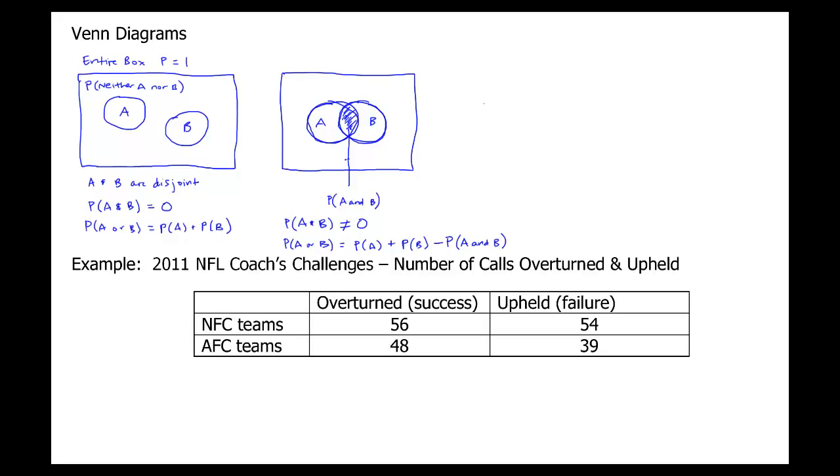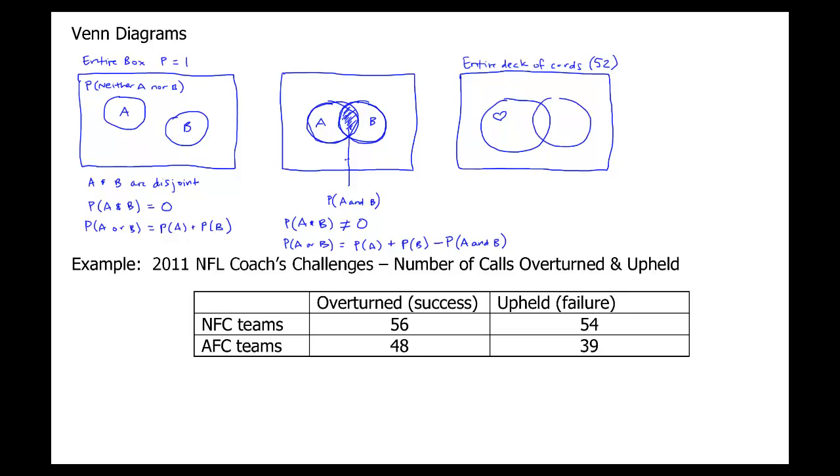So just a quick example using a deck of cards. And I'm going to use the ace of hearts as my example. So the entire probability, this is an entire deck of cards without the jokers. So there's 52 possible cards. So we want the probability of a heart will be our probability of A. So hearts. And event B will be an ace.